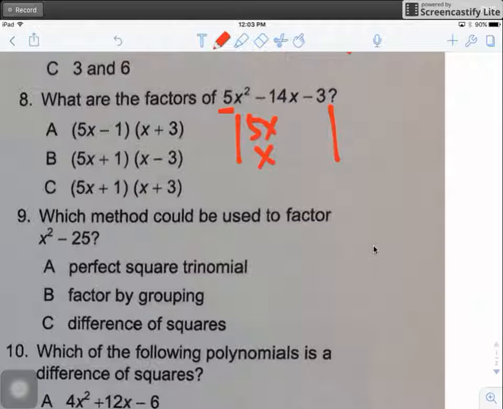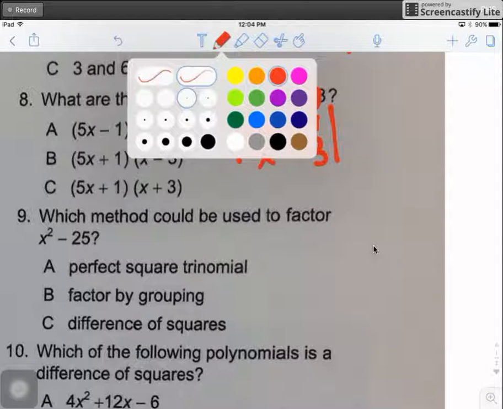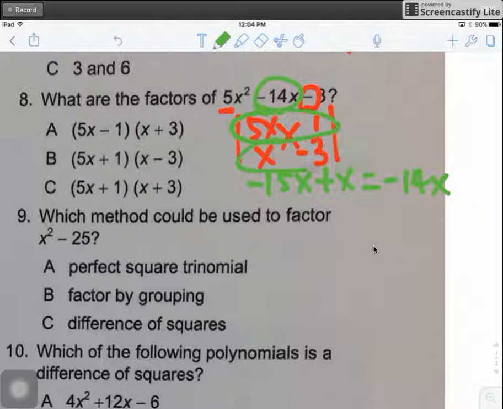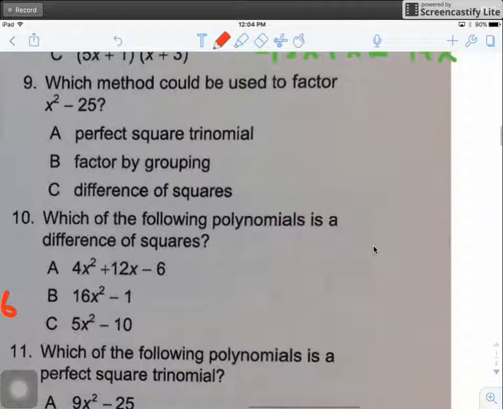We need the signs to be different, and 3 and 1 looks like it's the only way. So let's try 1 and 3 and negative 3. Let's cross multiply it, and we have 5x times 3, that's negative 15x, and then plus x, which gives us the negative 14x that we need in the middle. So we know that the correct factorization is 5x plus 1 and x minus 3, and that looks like answer choice B.